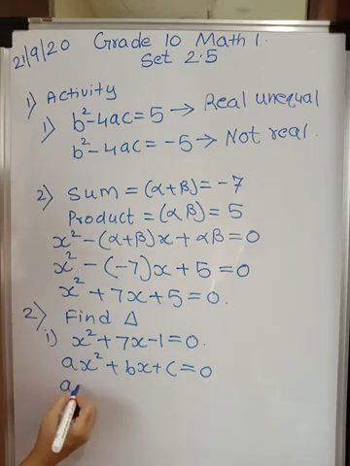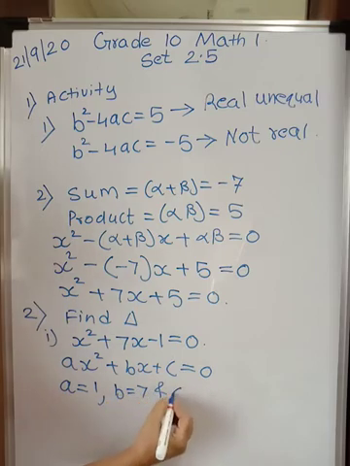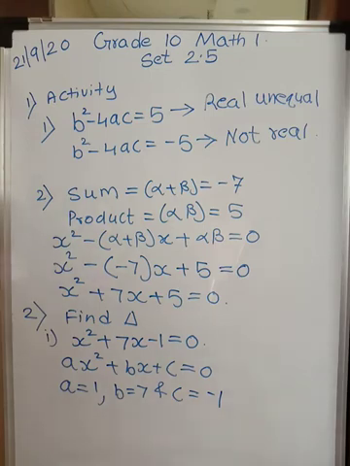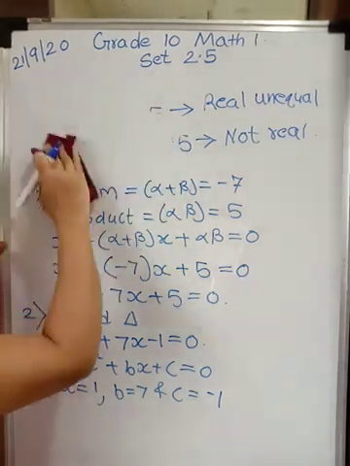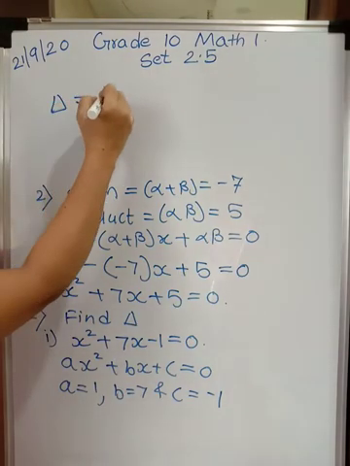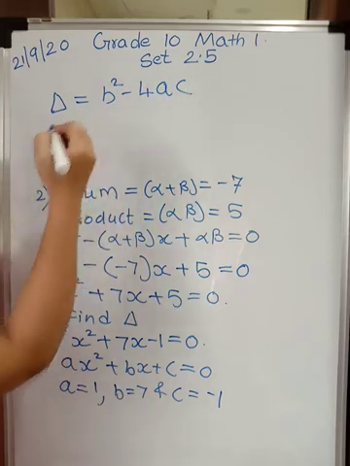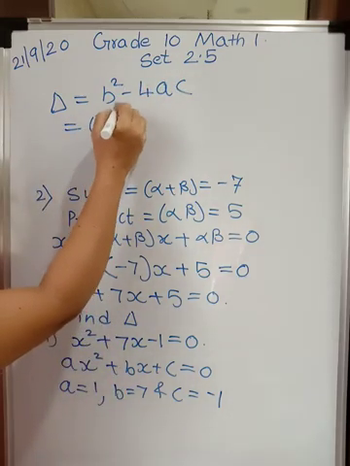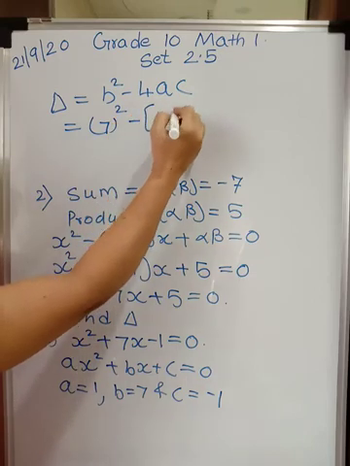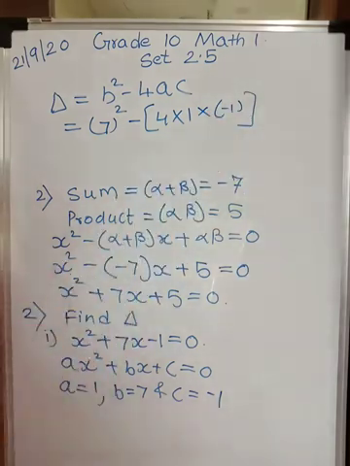Now what is a? a will be equal to 1. b is equal to 7. And your c will be equal to minus 1. I hope this is clear. So you have the values of a, b and c. Now let us find delta. What is delta? Discriminant is given by delta equal to b square minus 4ac, which is equal to, how much is b? 7. So it is 7 square minus 4 into a is how much? 1. Into minus 1. Is this clear?